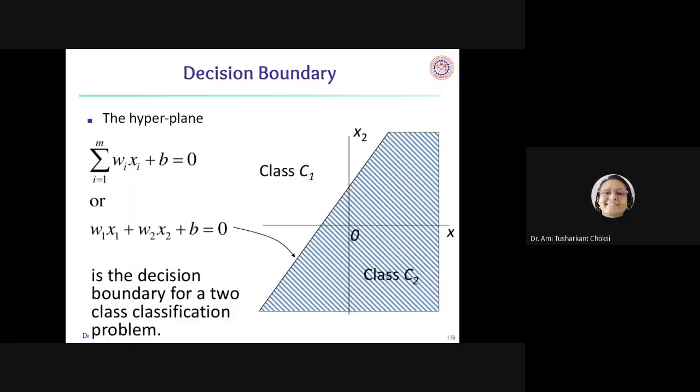This is the decision boundary. In this particular example, say we have two classes, class C1 and class C2. Now these two classes are linearly separable. Linearly separable means that either through a line or through a hyperplane, we are able to divide the two classes perfectly.